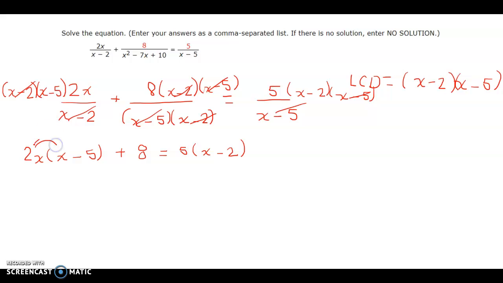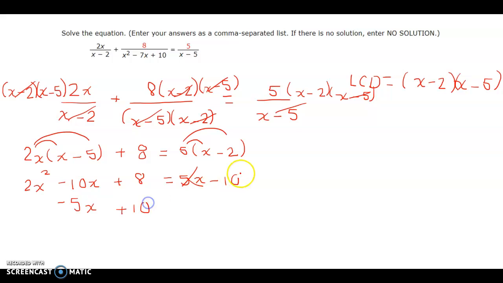Now we just have to distribute. If we distribute the 2x, we get 2x squared minus 10x. Of course, we have that plus 8. And if we distribute the 5, we have 5x minus 10. So we're solving for x. We can see that this is quadratic because the highest degree on any x is the second power. So we need to get it set equal to 0. We're going to subtract 5x from both sides, and add 10 to both sides. So now we have 2x squared minus 15x plus 18 is equal to 0.